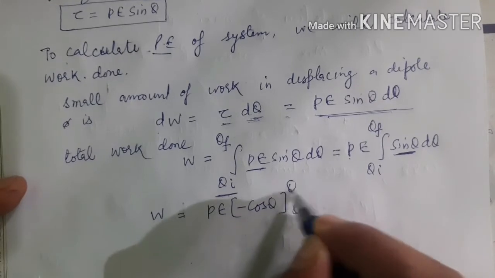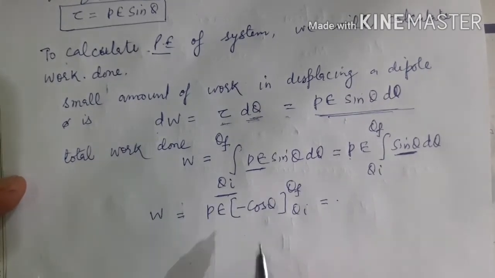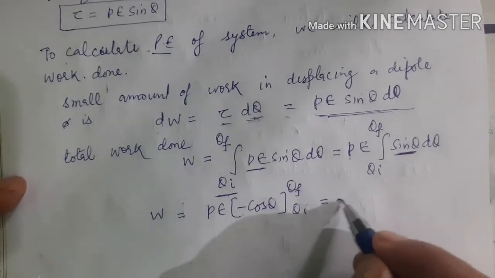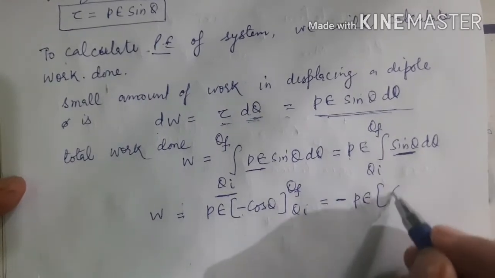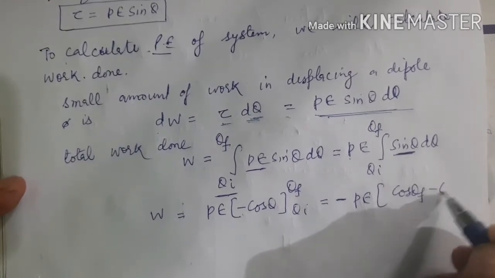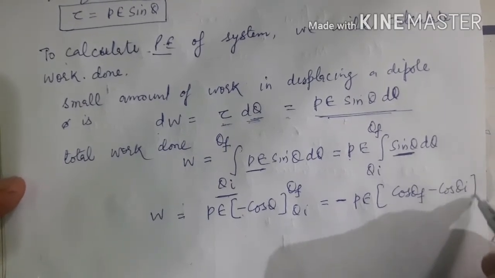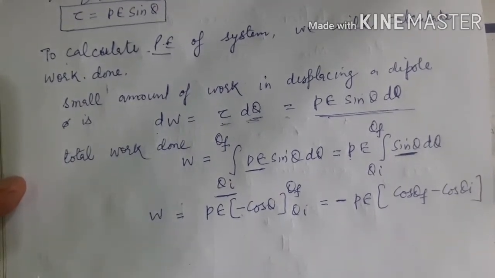Putting the limit theta initial to theta final. So this here minus, I take it outside, so it becomes minus PE. Putting the limit theta final, cos theta final minus cos theta initial. So this is your amount of work.